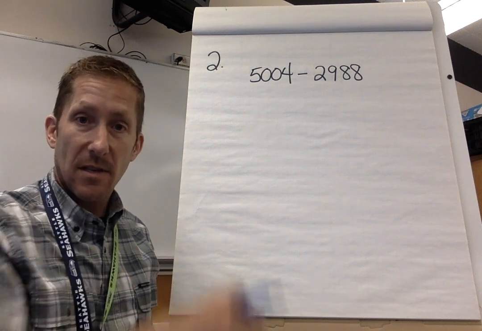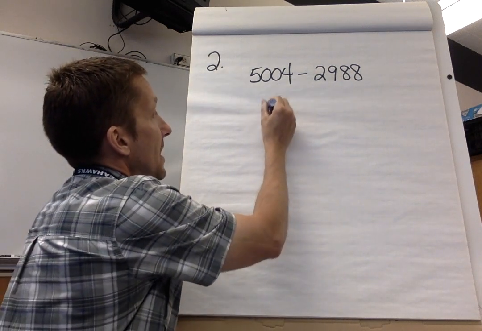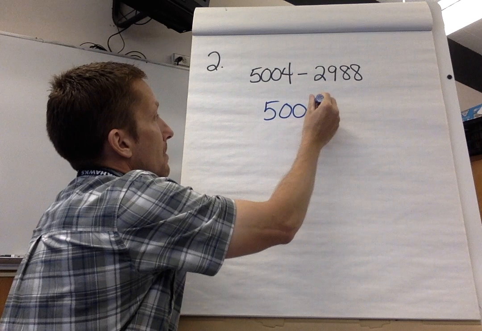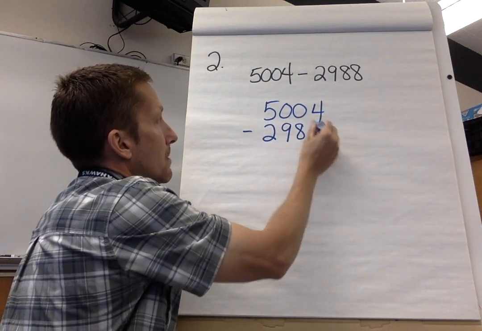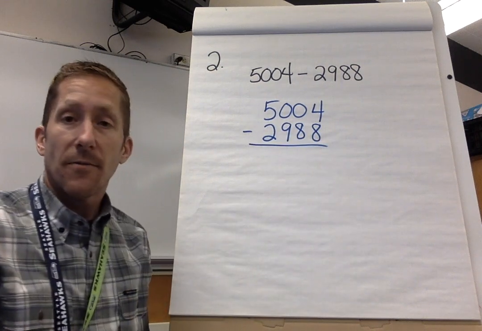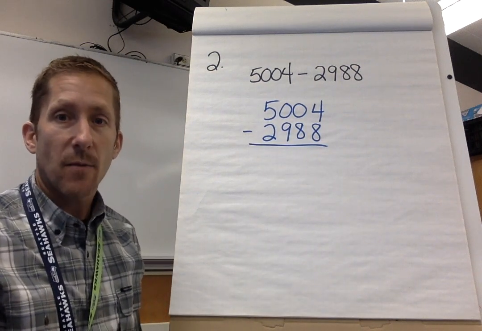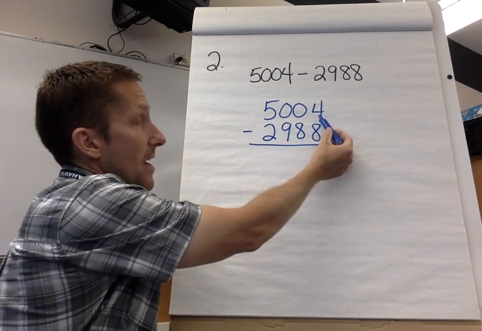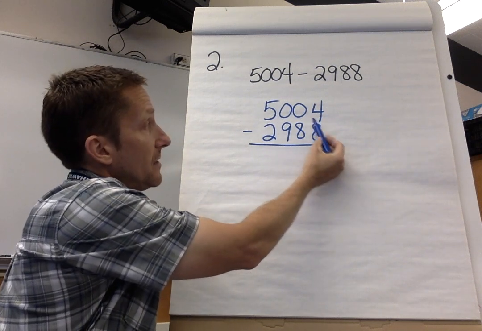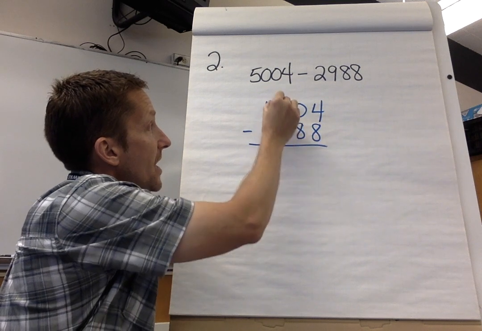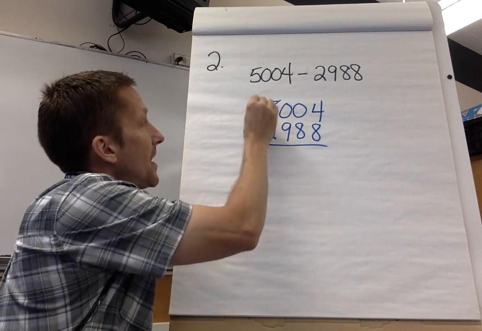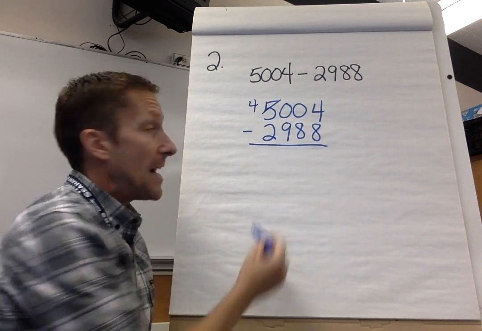Question 2. Again, it's written horizontal or side to side. First thing I'm going to do is rewrite it so I can work with it. I can't subtract 4, take away 8, and there's nothing next door to borrow, here or here. I have to go all the way out to the 5, borrow from the 5.